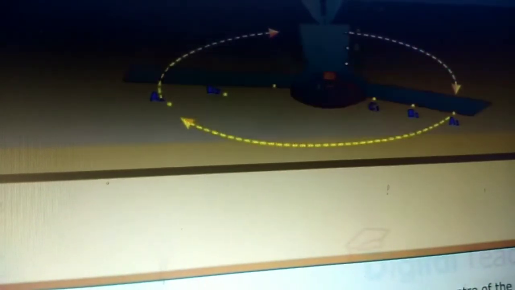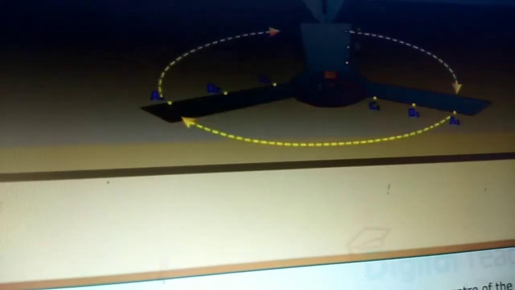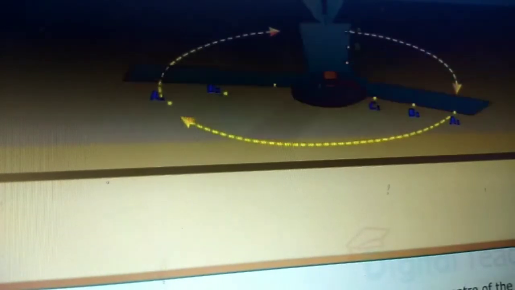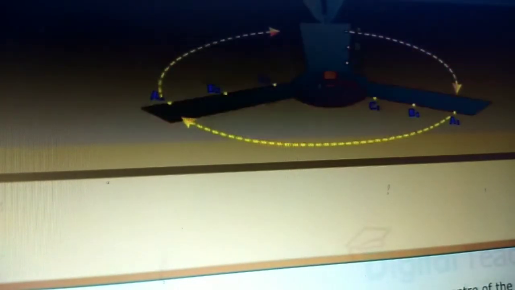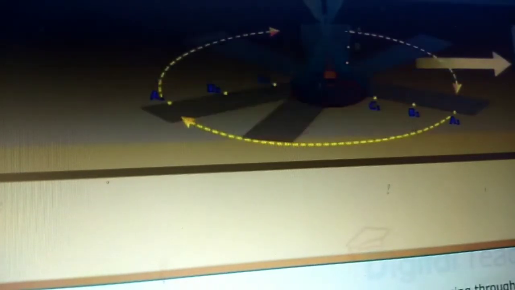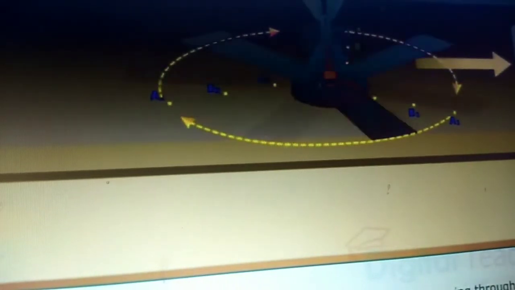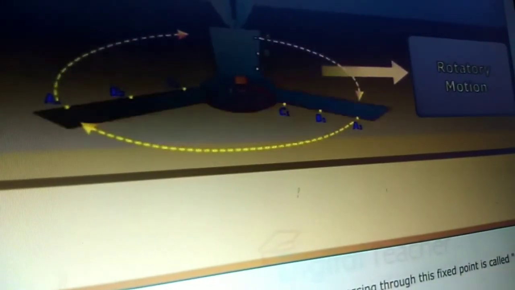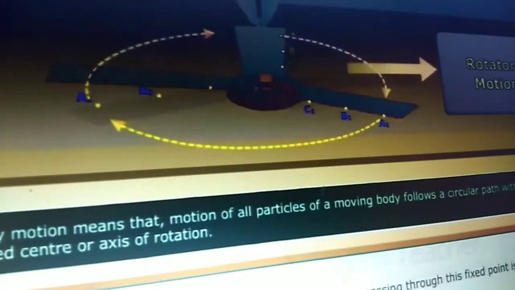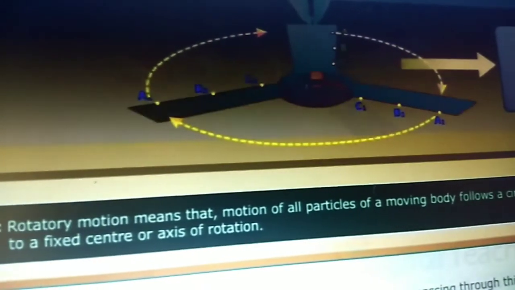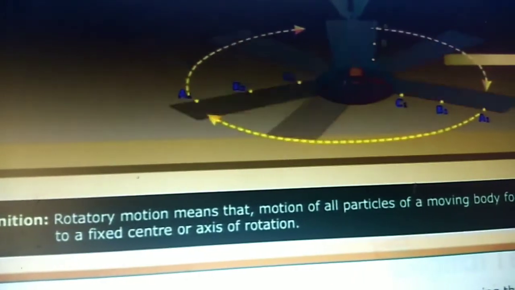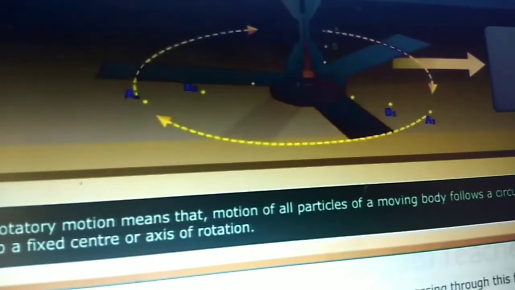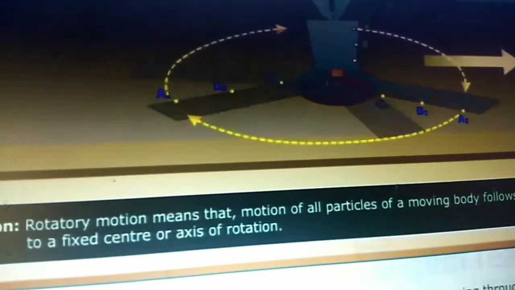Here, we observe that the position of the fan is fixed, but the blades of the fan are changing their position continuously in a circular path around a fixed point. This type of motion is called rotatory motion, and the imaginary line passing through this fixed point is called axis of rotation. Definition: rotatory motion means that motion of all particles of a moving body follows a circular path with respect to a fixed center or axis of rotation.